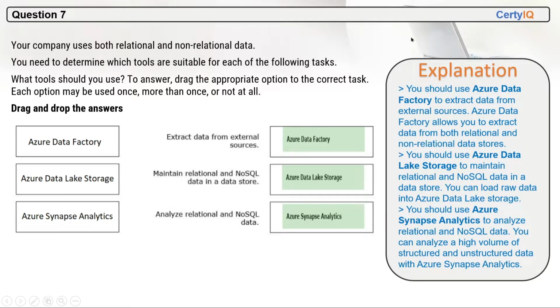This explanation: you should use Azure Data Factory to extract data from external sources. Azure Data Factory allows you to extract data from both relational and non-relational data stores. You should use Azure Data Lake Storage to maintain relational and NoSQL data in a data store. You can load raw data into Azure Data Lake Storage. Third point, you should use Azure Synapse Analytics to analyze relational and NoSQL data. You can analyze a high volume of structured and unstructured data with Azure Synapse Analytics. Keep this in mind: Azure Synapse Analytics analyzes both structured and unstructured data. You will find a question based on this point in the exam.